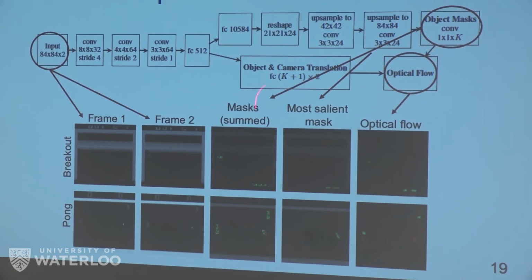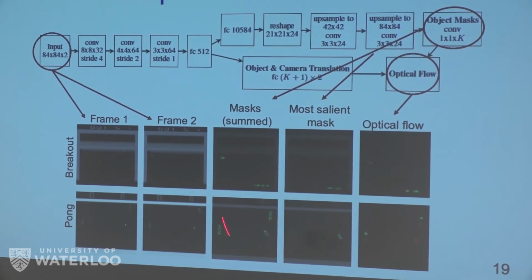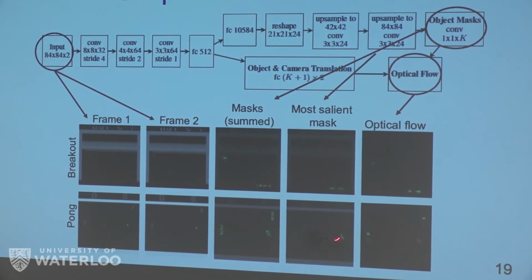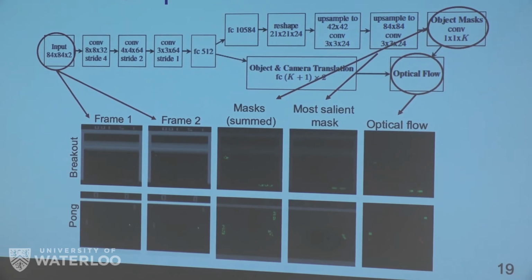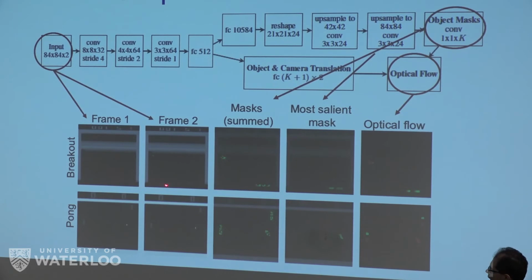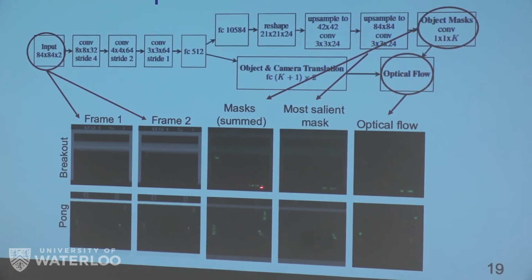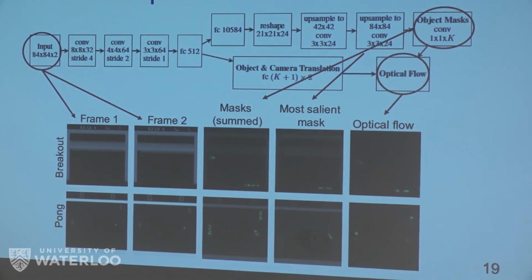For the object mask, we can simply display them here. This column is the sum of all the masks. This one is simply looking at the most salient or most important mask. And here we've got the optical flow for all of the masks. You can see that for Breakout, there's a paddle, there's a ball, and these are the things that are moving. So as expected, that's what it recognizes. And you can see as well that it has a different motion for the ball versus the paddle.